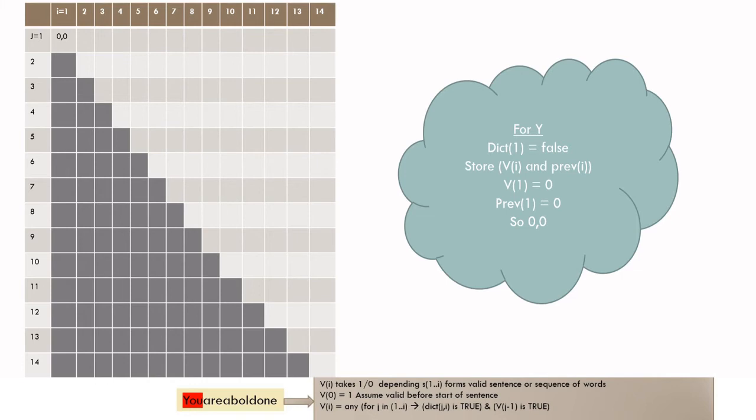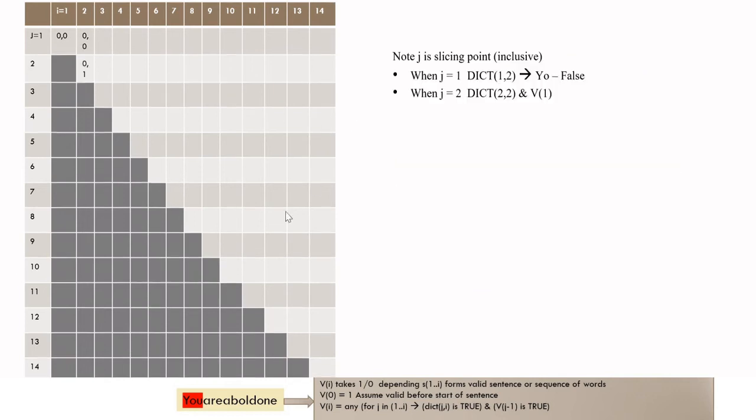So that would have given us a 1 here, right? 1 and 0. But in this case, Y is not in the dictionary, so you're not going to see that. So it becomes 0, 0. Next, we move on to the second character.